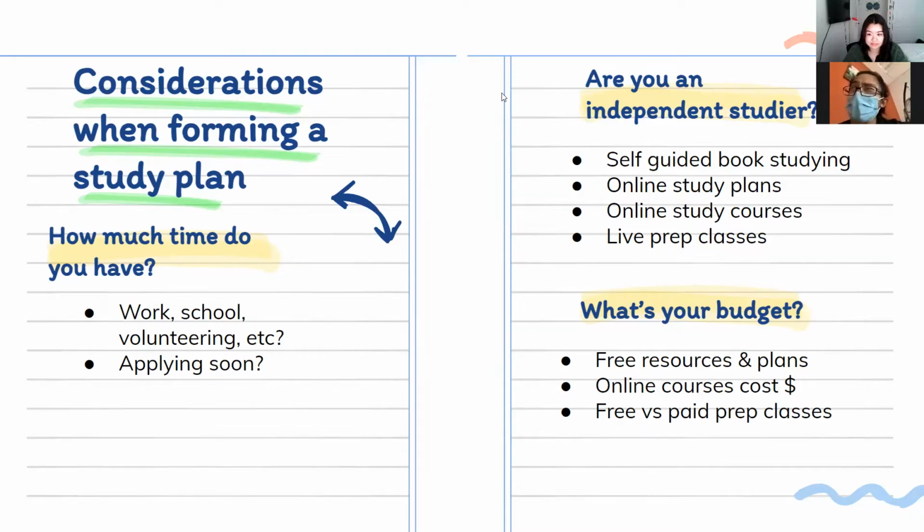The GRE is run by ETS, I think, and they have their study book. That one has some practice questions and sample questions, or you can find them online, whether through a study plan or through a study course. And there are also live prep classes. And of course, what's your budget? The book's only $40, but if you can afford more preparation, you can look into that. But there are also free example questions.